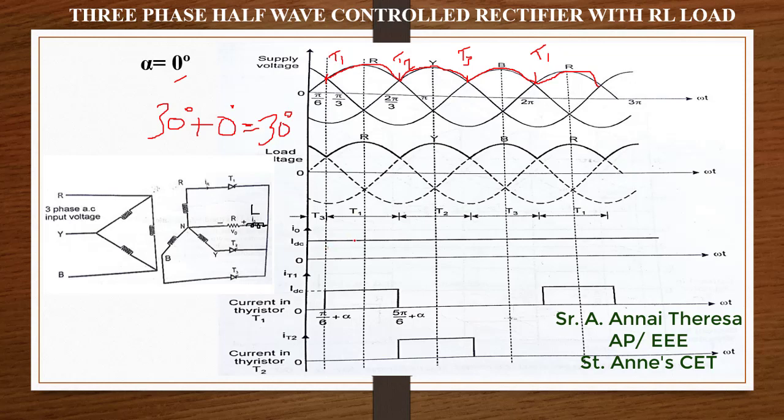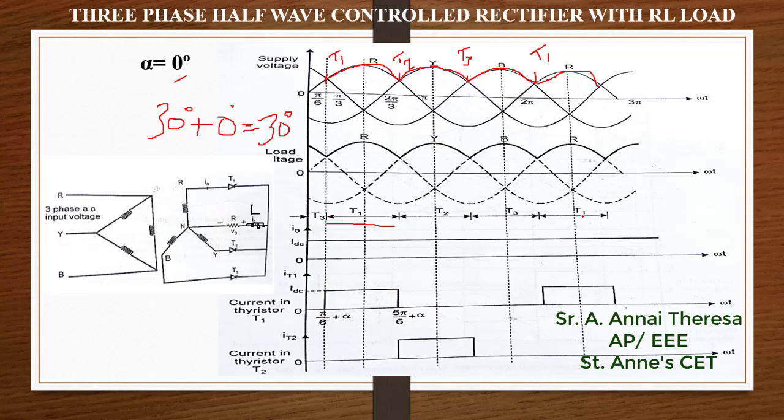Then the output current, the load current, is continuous. We can see the continuous flow of load current. Then the current through thyristor T1: you know this already, since we have drawn many waveforms in the previous videos. Wherever thyristor T1 is conducting, there will be current flow through the thyristor. The conduction duration of T1 is from here to here. For this duration you have to draw this waveform. This is the current through thyristor T1.